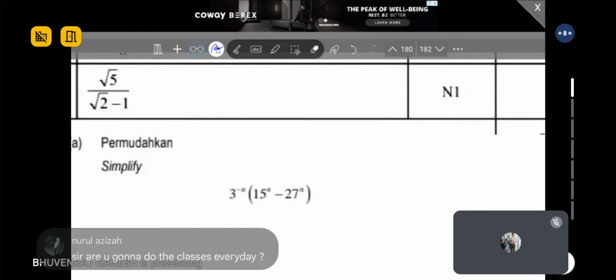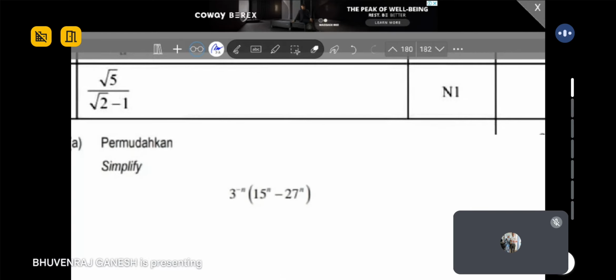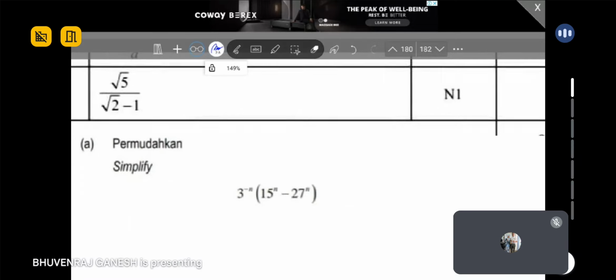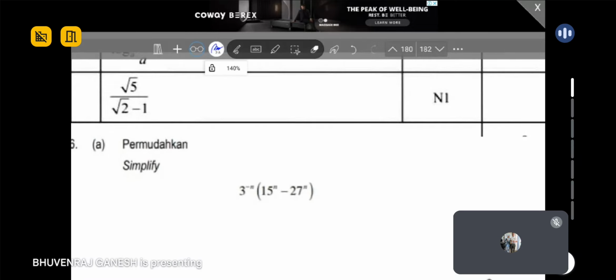Not sure yet. Because this week 28 to 1st, 28 sampai 1 tak ada kelas sebab saya pergi holiday. Okay? I'm going on holiday. So lepas tu kita nampak lah after that December month.